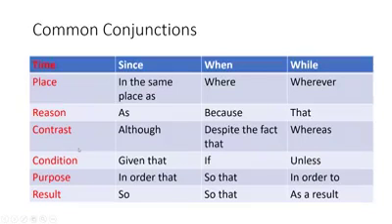So let's look at some common conjunctions. On the left hand column here we have the type. So we have time, place, reason, contrast, condition, purpose, result. To show time we can use since, when, while. Place: in the same place as, where, wherever. Reason: as, because, that. Contrast: although, despite the fact that, whereas. Condition: given that, if, unless. Purpose: in order that, so that, in order to. And result: so that, as a result.